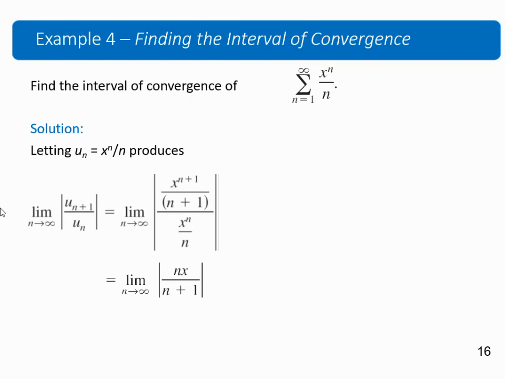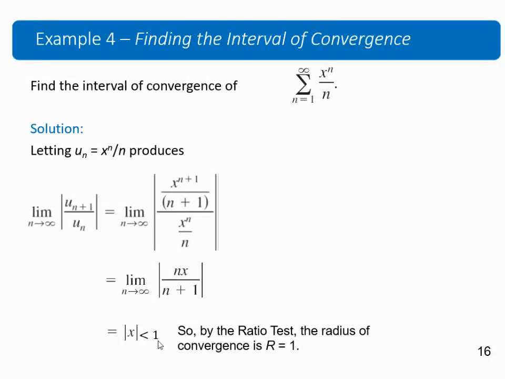which again you can factor out. It doesn't show it here, but if you factor out your absolute value of x and leave behind n divided by n plus 1, you'll get absolute value of x to be less than 1, because the limit of n divided by n plus 1 is 1, multiplied by absolute value of x. And then in order for it to converge, this limit must be less than 1. So by the ratio test, the radius of convergence is r equal to 1.